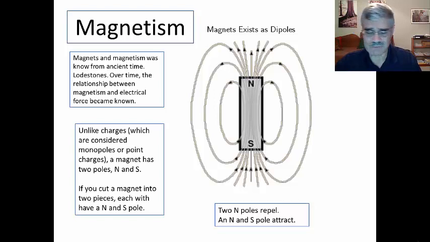You've probably heard from some science class long ago that if you take a bar magnet and cut it in half or saw it in half, the two pieces will still each have a north pole and a south pole. And you also know that two north poles or two south poles, if you try to push them together, will repel, but a north and a south pole will attract each other.